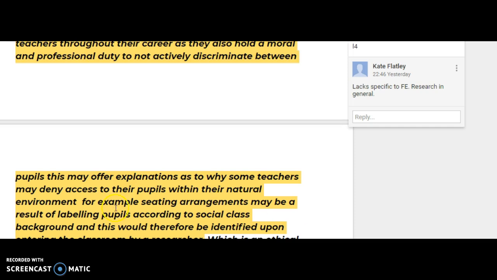It's got a characteristic of labelling. Seating plans could be a very strong indication of how a teacher has labelled their pupils, about where they have seated them in the classroom. So that, as an example, is actually perfect to talk about labelling, and she's linked it in to teachers denying access and this moral obligation as well.